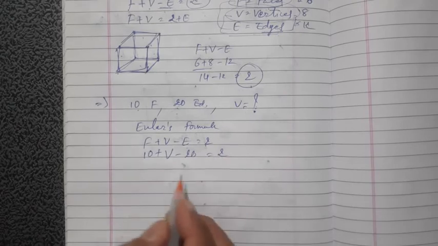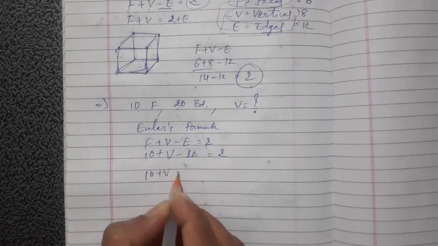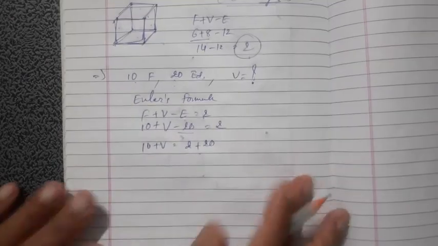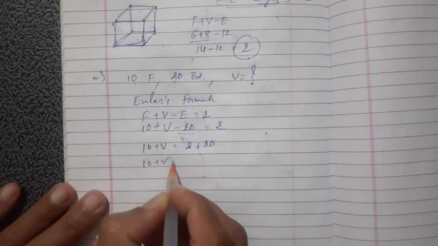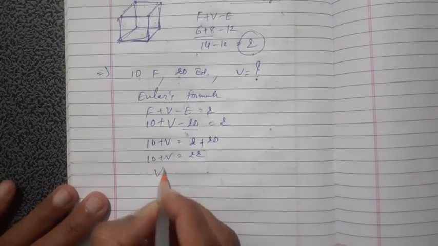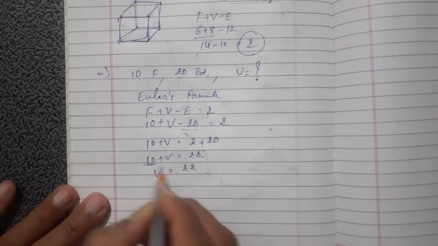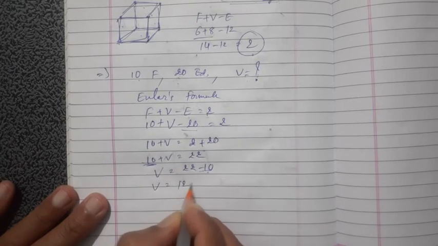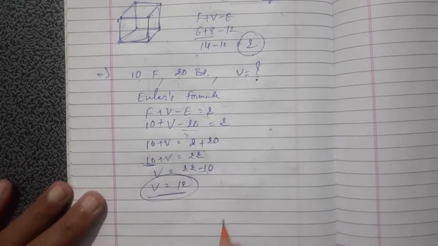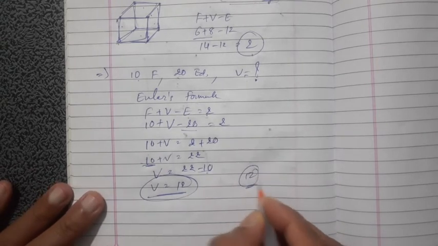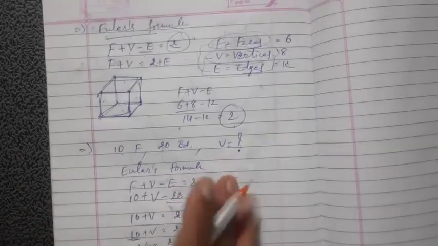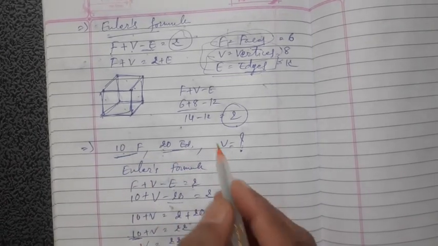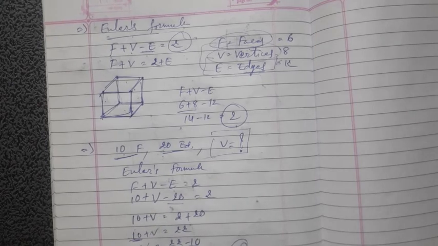That is equal to 2. Okay. Now change the side of 20. Here minus is there, make it plus. So 10 plus V equal to 22. So V equal to 22 minus 10. We change the side, it becomes minus. V equal to 12. So how many vertices are there? In that 12 vertices are there. If the polyhedron has 10 faces and 20 edges, it has 12 vertices.